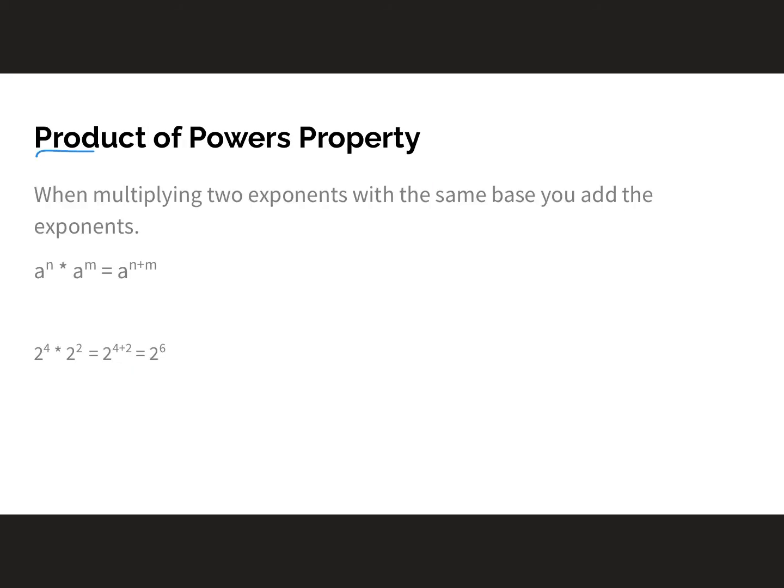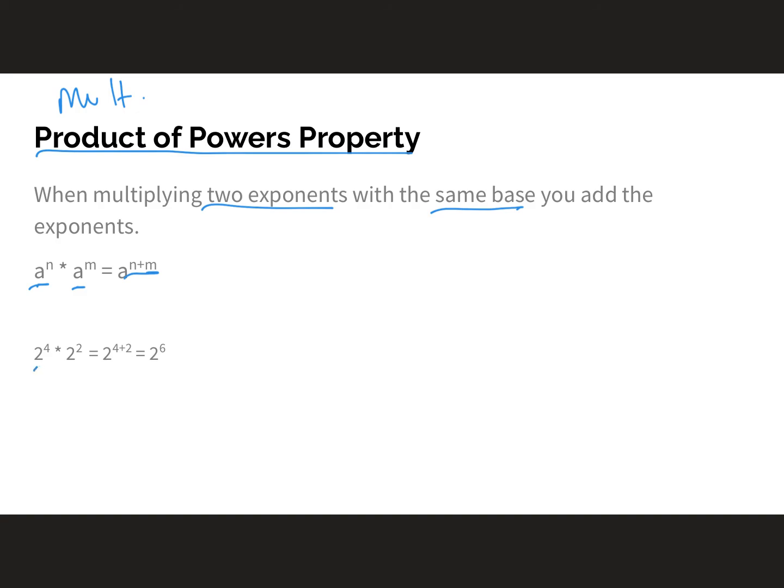From that, we get what is called the product of powers property. Our product just means multiplication. And you saw that's what we were doing. We were multiplying. So whenever we multiply two exponents with the same base, remember this only works if they have that same base number, you just add the exponents. So I have a to the n, this is a symbolic way of representing, times a to the m. So the same base, different exponents, I just add my exponents.